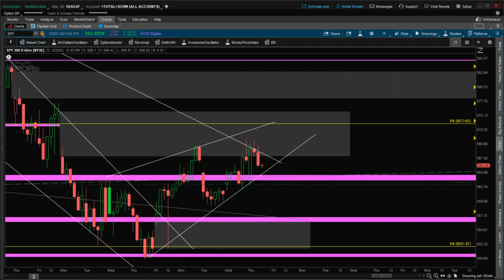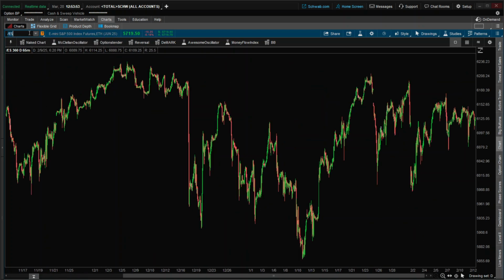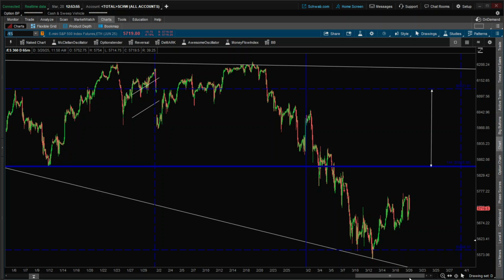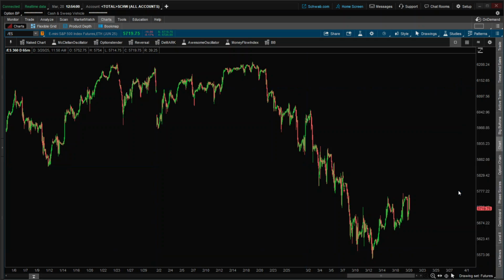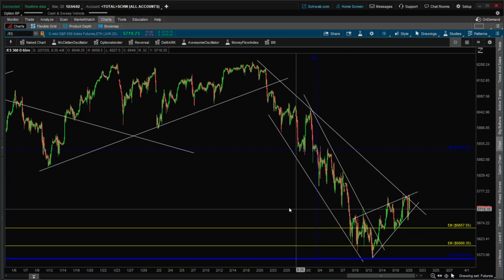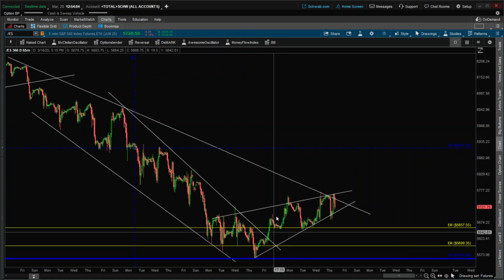All right, so let's go over to, I'm going to go to ES. I know I don't typically do that because I wanted to show you again how it looks like a bear flag. It's just a beautiful look here for a bear flag.